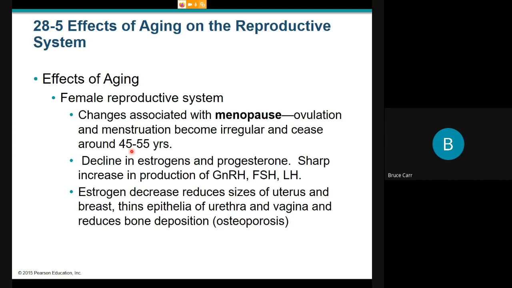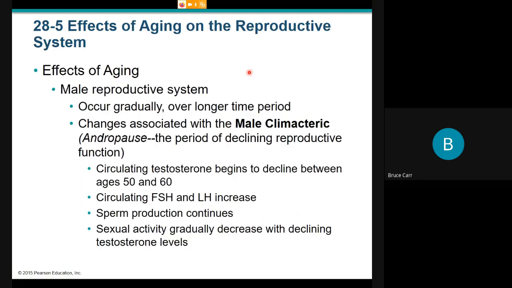Estrogen decrease is paralleled by a reduction in the size of the uterus and the breasts, a thinning of the epithelium that occurs all over the body, noticeably affects the urethra and the vagina, and also a decrease in estrogen no longer maintains the same bone density. So as bone density declines, you may reach a critical period where pores form instead of solid bone, osteoporosis, and the bones become more brittle and fragile.